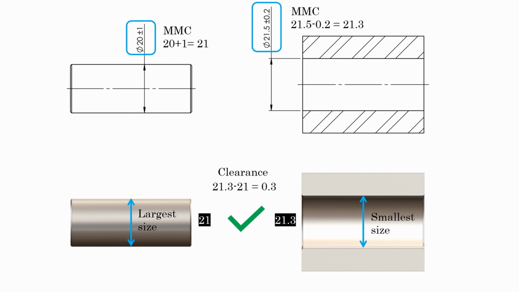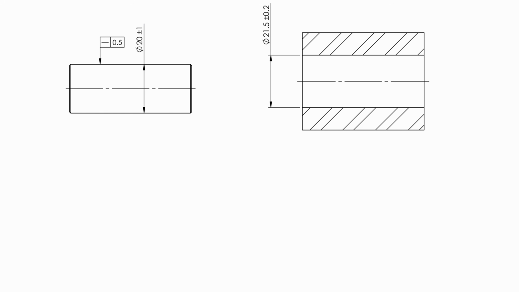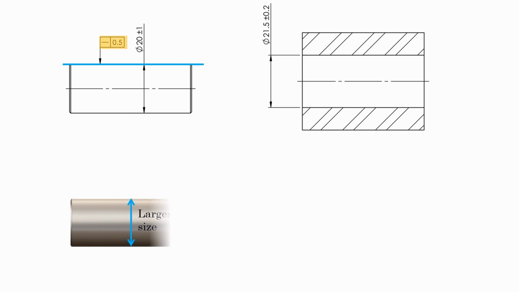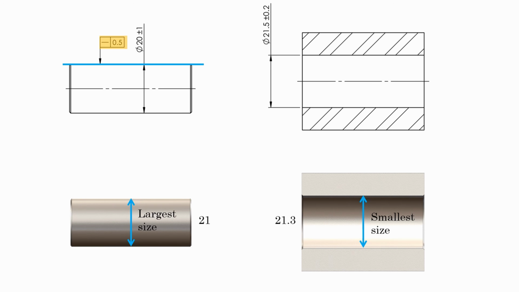Simple enough, right? So let's make things a little interesting. Let's apply a straightness tolerance of 0.5 mm over the shaft surface, something like this. Now, what do you think? Will the shaft pass through this hole? So yes, definitely it will, because the straightness tolerance applied over the shaft surface doesn't make any change in the worst case fitment condition.